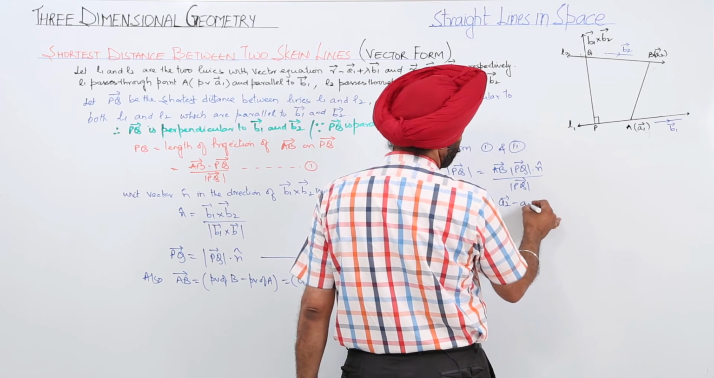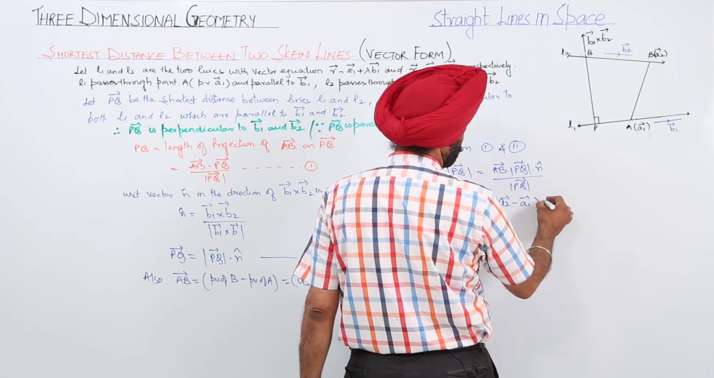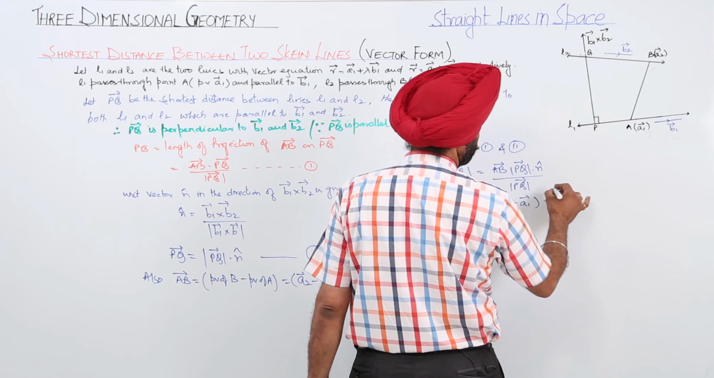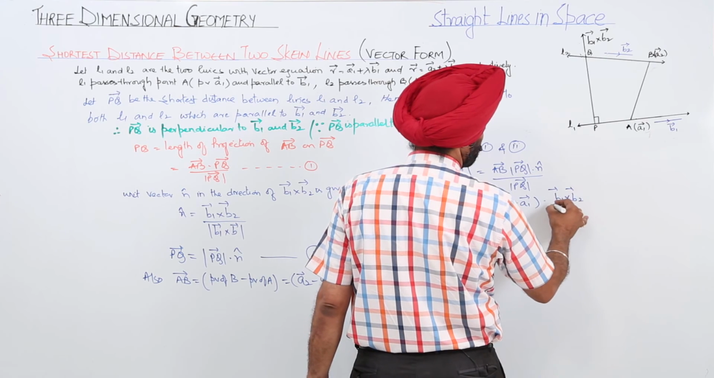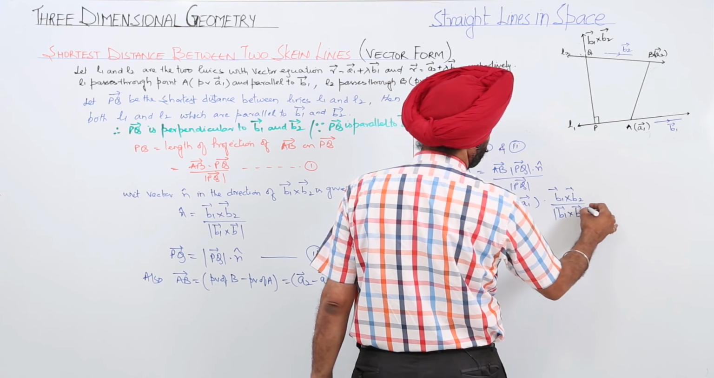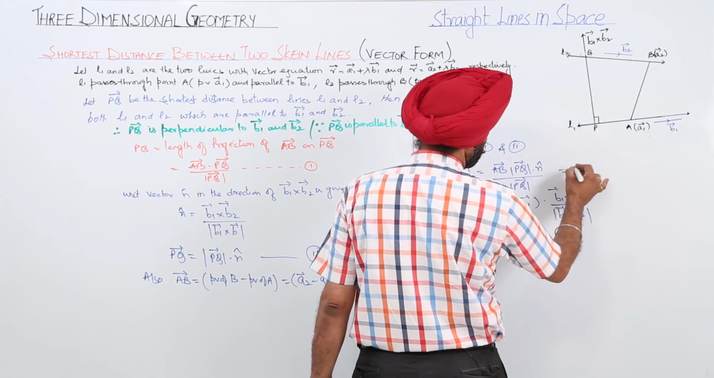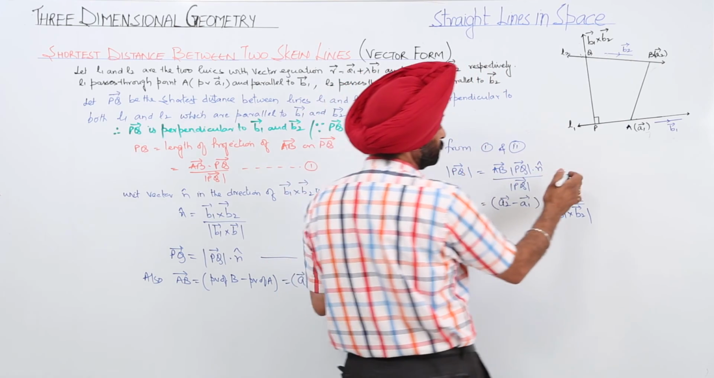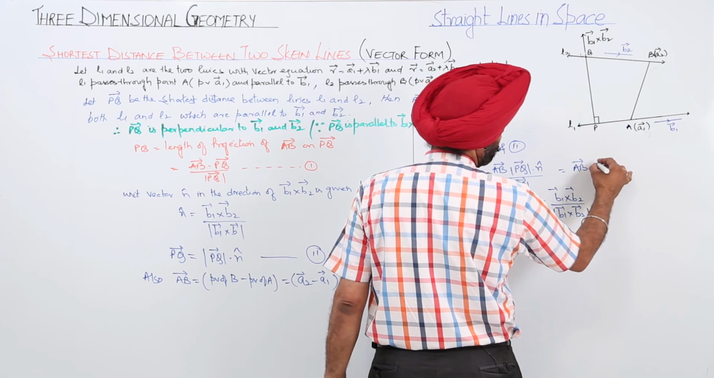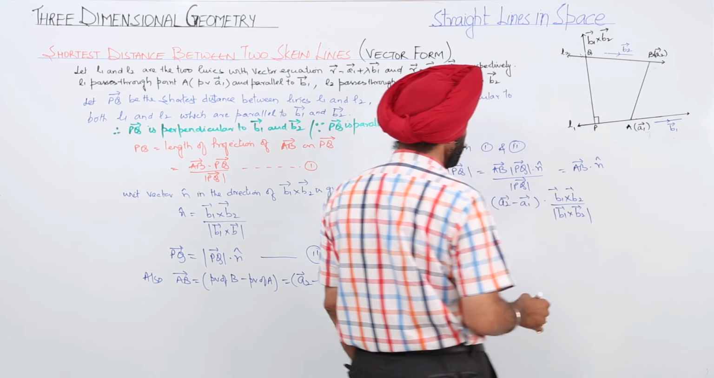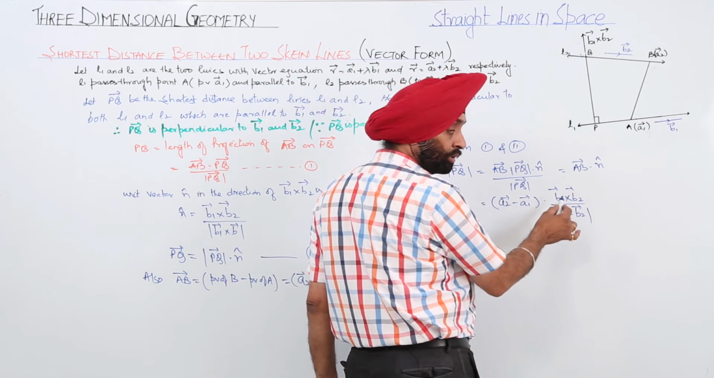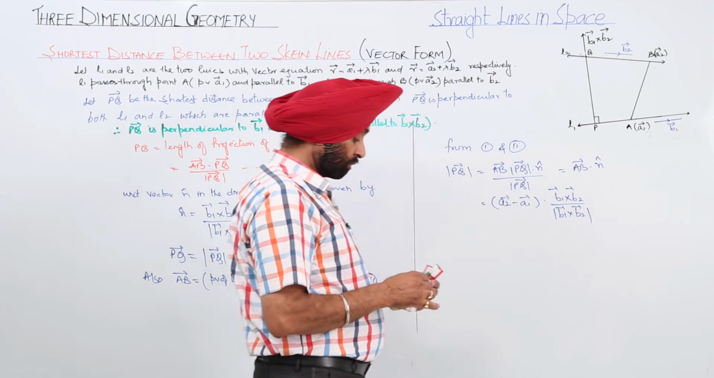So this is equal to vector a2 minus vector a1 dot b1 cross b2 upon magnitude of b1 cross b2. If you want to write this in the simplest form, we can write it like this also. So now we have a2 minus a1 dot b1 cross b2 in the vector form and magnitude of b1 cross b2.